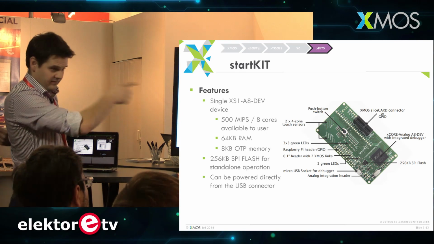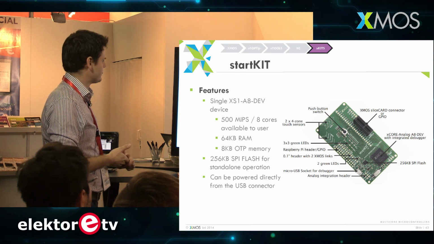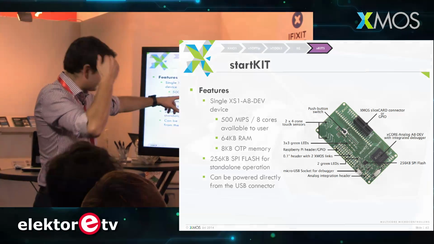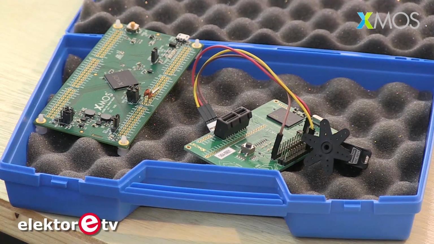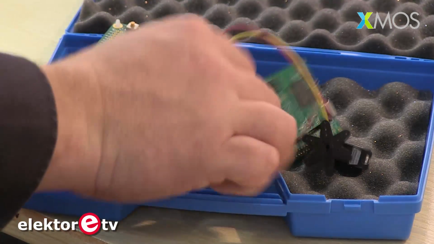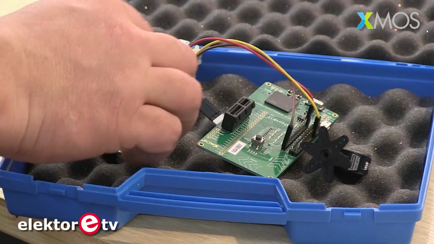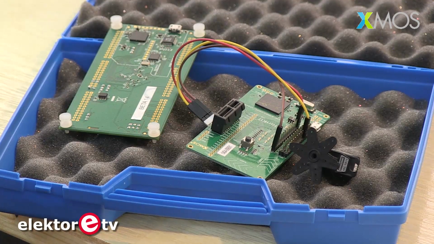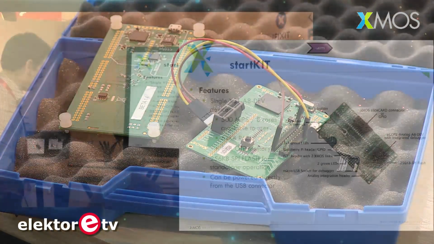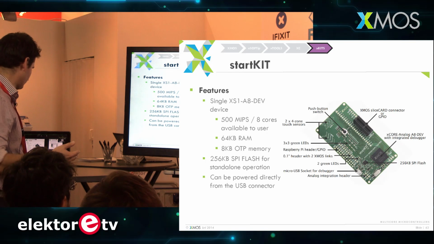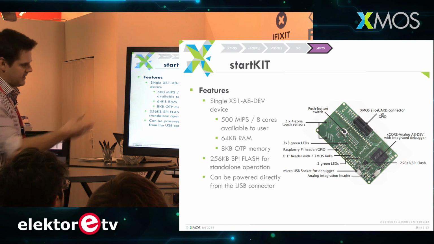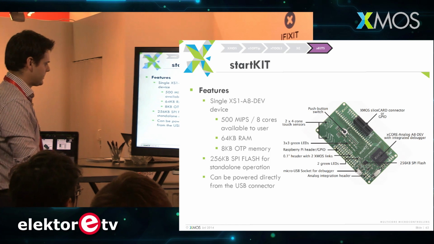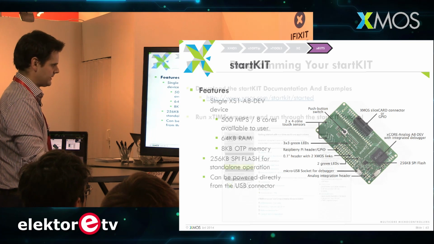This is some information on the startKIT, which is just being passed around. 500 MIPS distributed across the 8 cores in the device, 600K of RAM, 8K of OTP memory. We have 256K of external flash. The device boots from external flash, so that is necessary, but you can also use it for storing data as well. You can access the flash via SPI, and it can be directly powered from a USB connector.